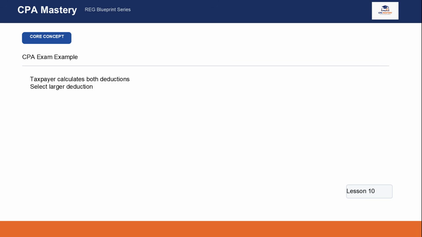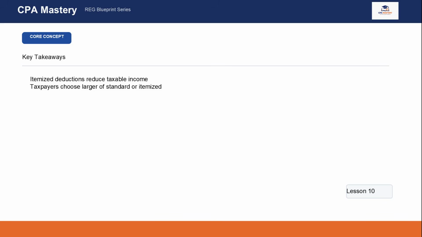Your job is to calculate the total itemized deductions and compare them to the standard deduction for that filing status. The taxpayer then chooses whichever deduction produces the larger reduction in taxable income. A helpful exam strategy is to always calculate both the itemized deduction total and the standard deduction amount. Some students assume itemizing is automatically better, but this is not always true. Many taxpayers benefit more from the standard deduction. The CPA exam may intentionally include itemized deductions that appear large but are still smaller than the standard deduction.